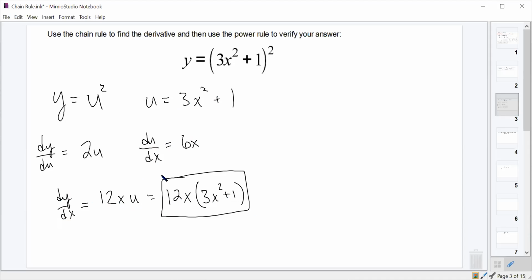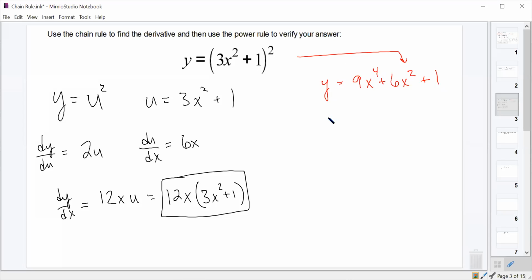Any questions or issues with that? No? All right. Suppose we had gone through and distributed this out. 3x squared plus 1, squared is what? 9x to the 4th plus 6x squared plus 1, right? Is that true?